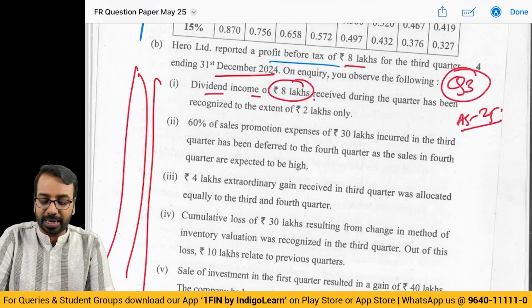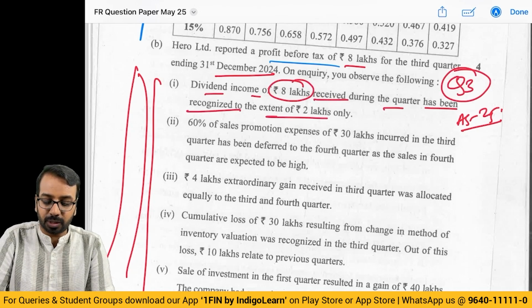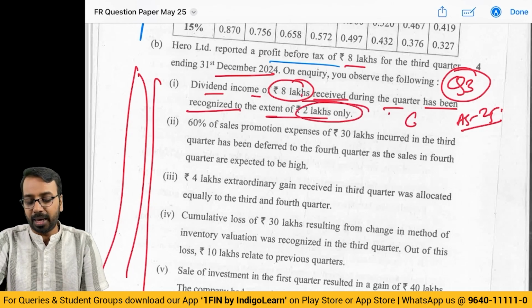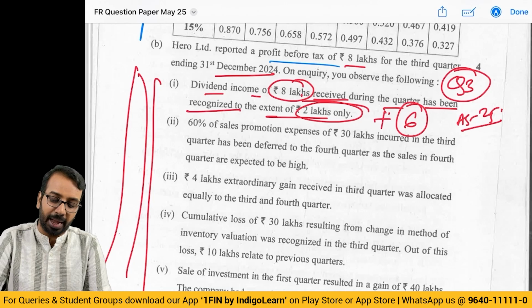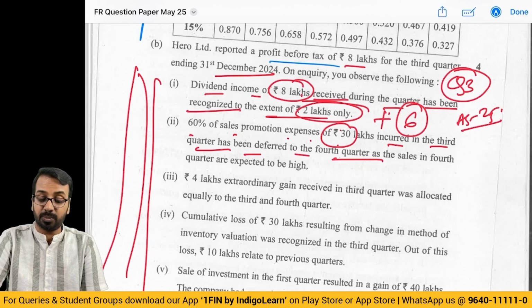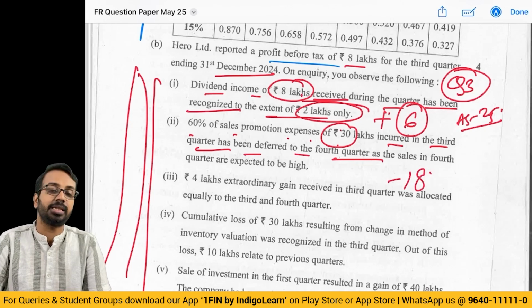Dividend income of 8 lakhs received during the quarter has been recognized to the extent of 2 lakhs only. How much did we receive? 8. How much did we recognize? 2. Balance 6. We have to make the adjustment. We have to add. 60% of sales promotion expense of 30 lakhs incurred in the third quarter has been deferred to the fourth quarter. So out of 30, 60% has been deferred. We have to recognize immediately, minus 18 lakhs.